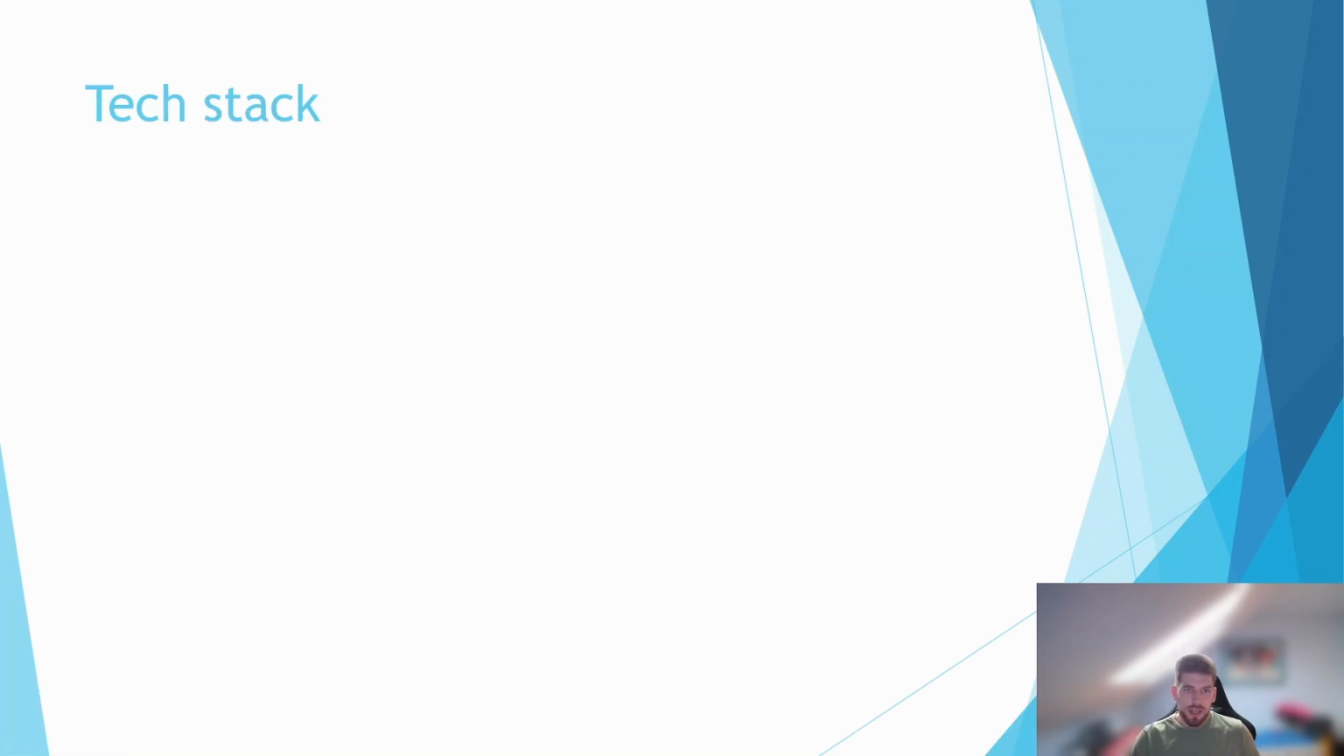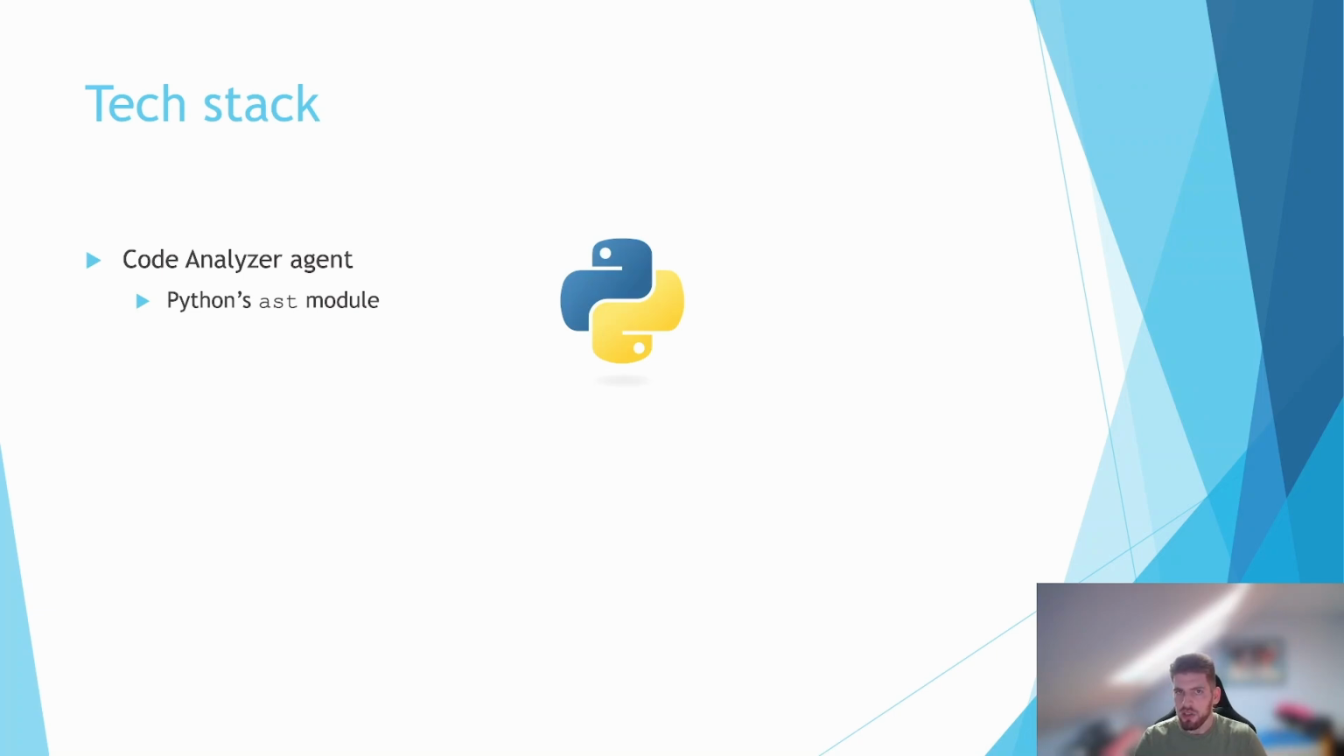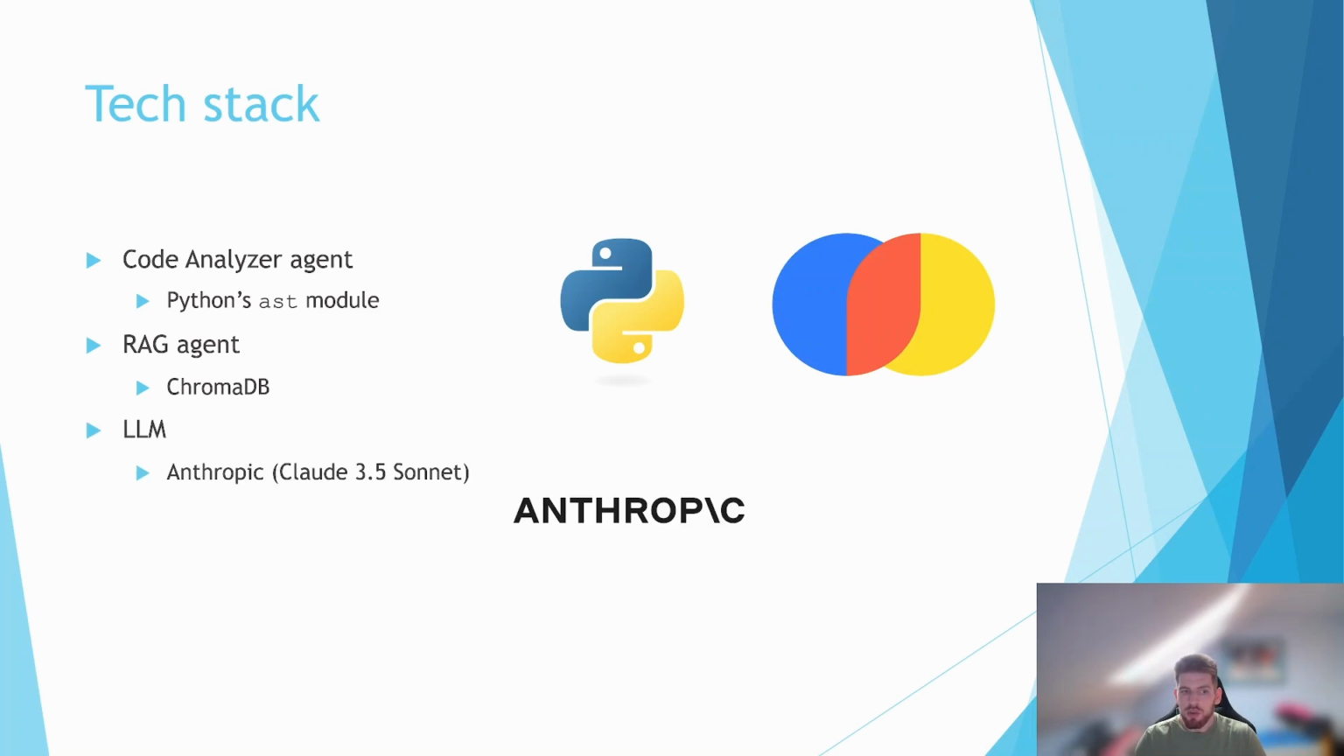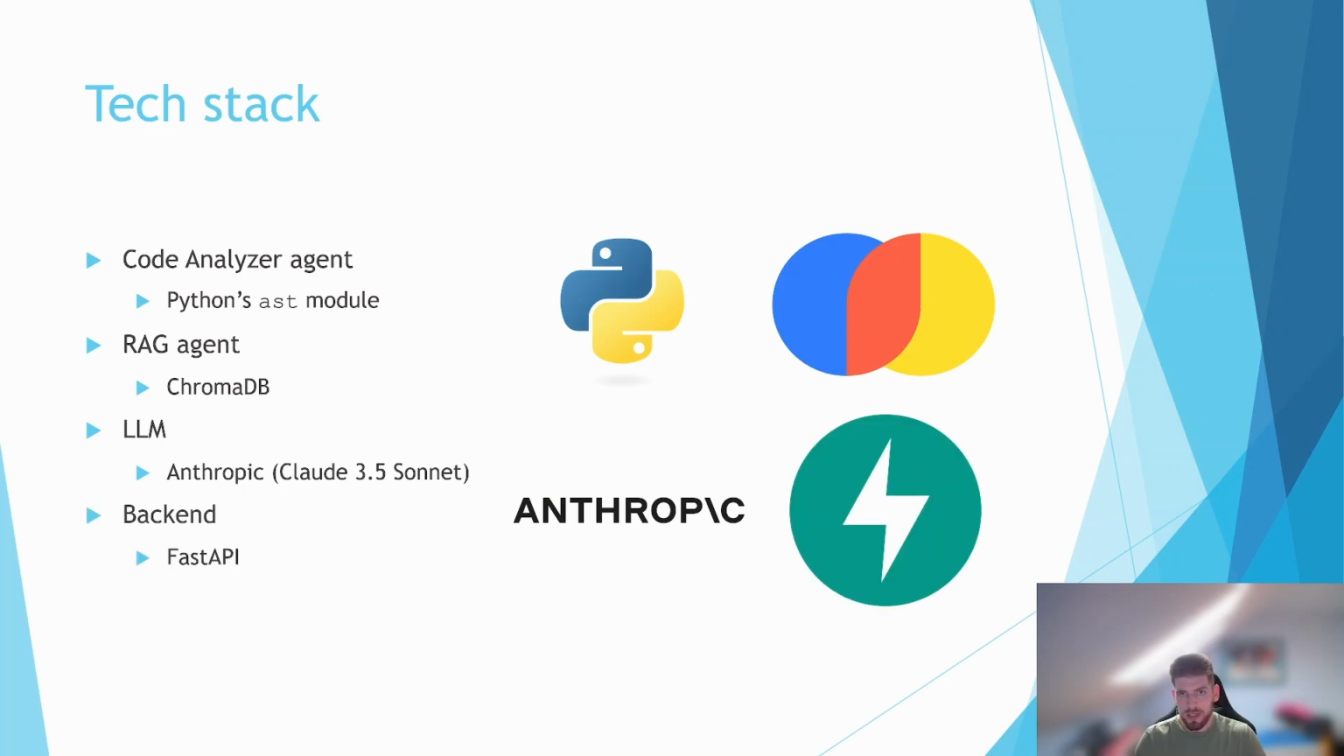In terms of the tech stack that I have used for this project, I have used for the code analyzer agent Python's AST module. For the RAG agent, I have used ChromaDB. For the LLM, I've used Claude 3.5 Sonnet from Anthropic. And for the backend, I've used FastAPI. For the user interface, I have used HTML, CSS, Bootstrap in particular, and JavaScript. I should also note that I relied more heavily on Cursor when designing the front end because I wanted to focus on the AI and the backend parts.